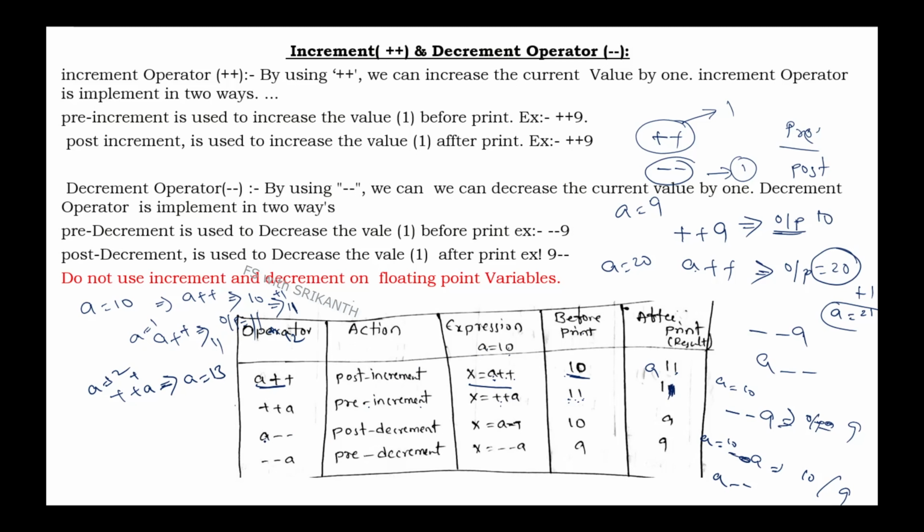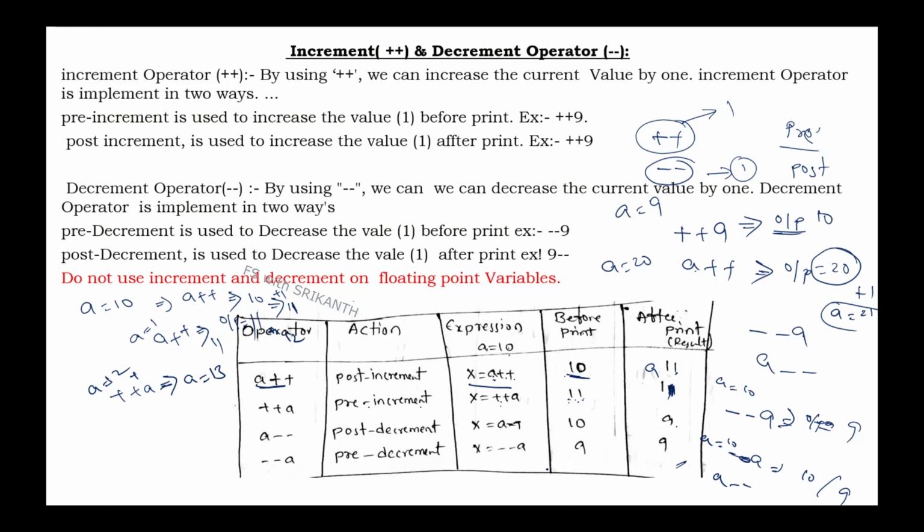The next one, a minus minus, is post-decrement. X value is 10. It prints 10 only, and after printing it becomes 9. Minus minus a is pre-decrement, and it directly decreases the value. You understood the concept?